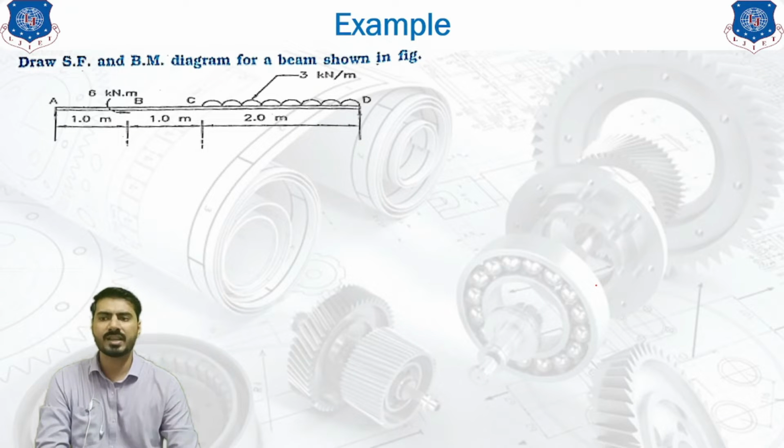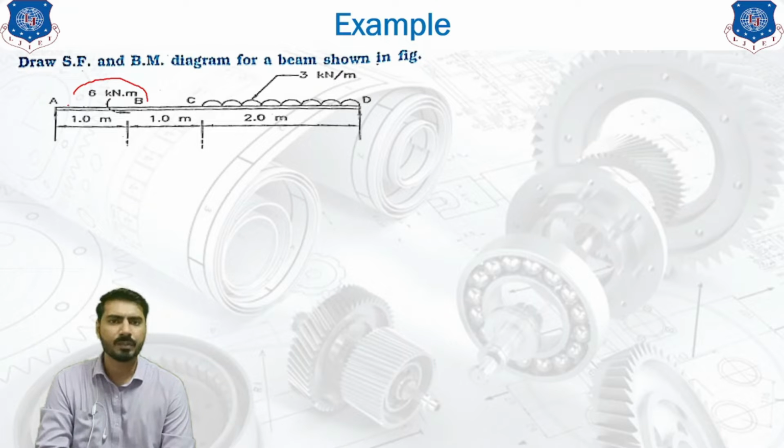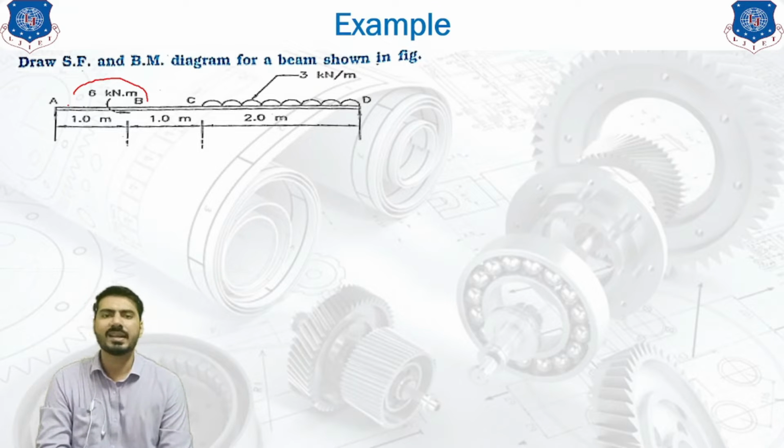So you can see on your diagram that there is a UDL acting on the beam from point C to D, and there is also one free moment which is represented by 6 kilonewton into meter. Now this free moment is also known as the couple. So free moment or couple is applied at the point B. Actually, free moment or couple cannot be applied at a particular point because it is acting on the entire beam. So we cannot just consider it as at one particular point. But for the sake of simplicity, we are taking it as point B as per our diagram.